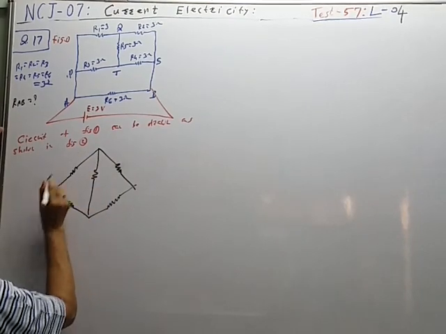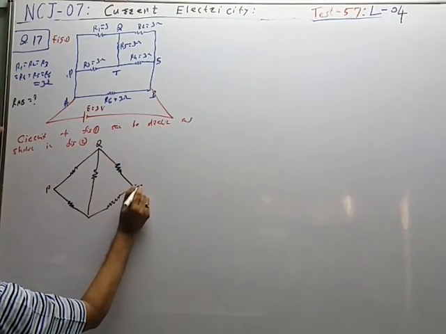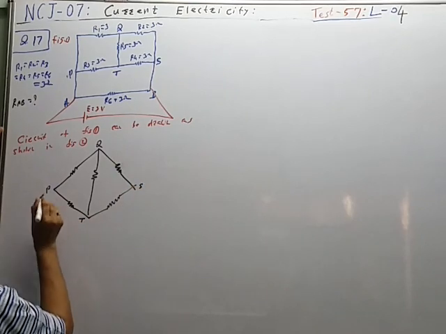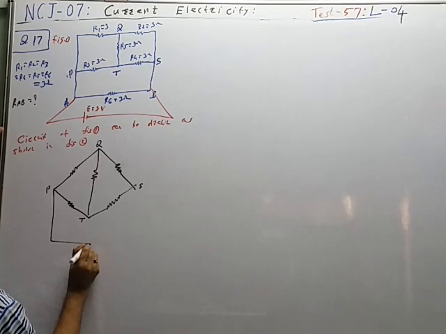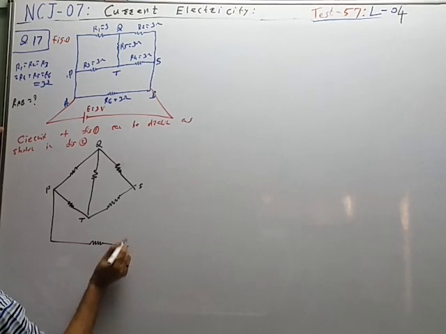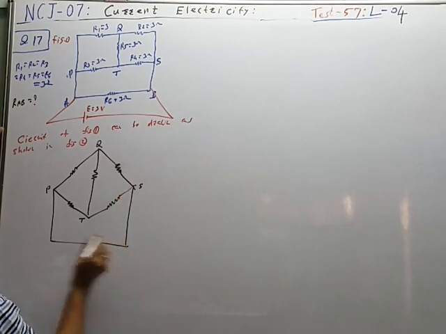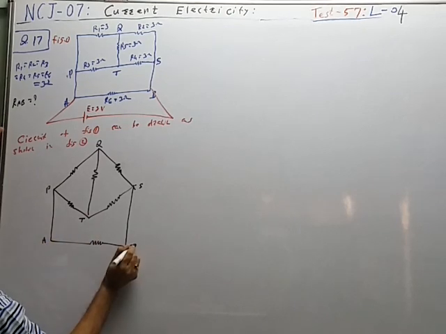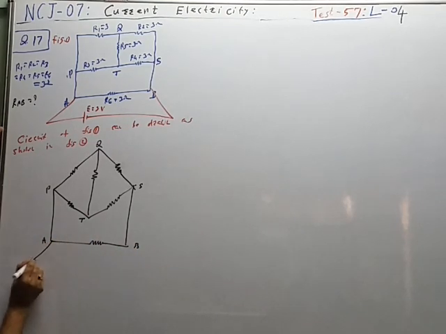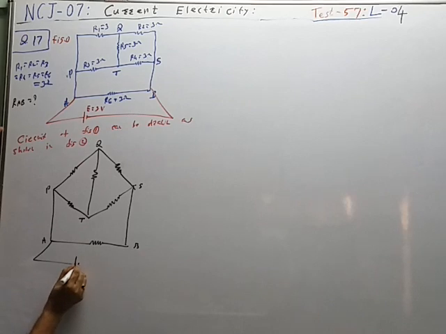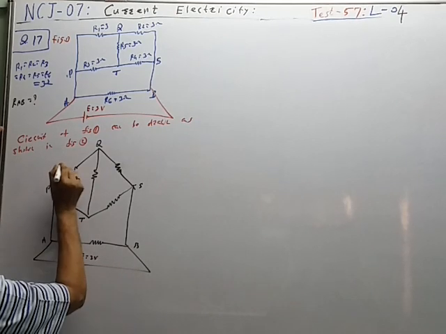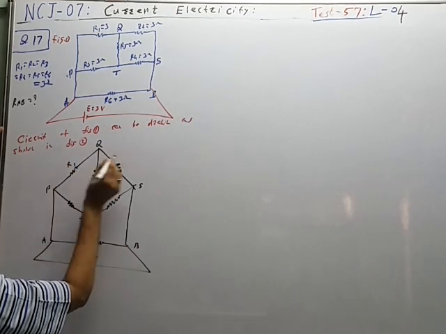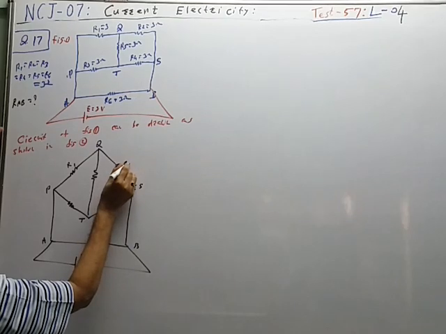So these points are P, Q, S, T. This is the A point, B point, and this is the cell. So the cell has EMF E equal to 3 volt. So this is R1. पुन्हा व्हॅल्यू लिहिण्याची गरज नाही आता.